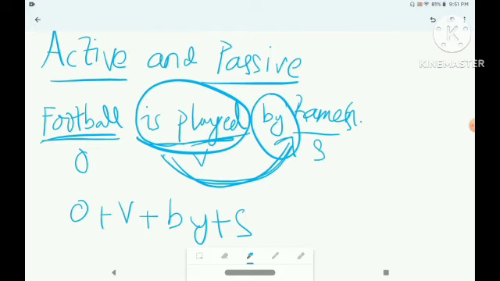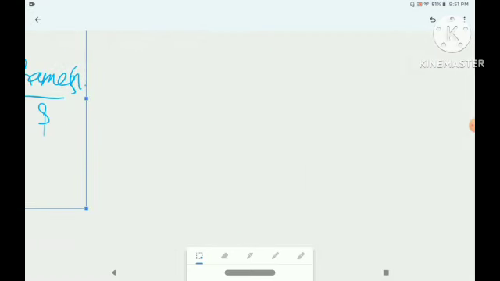Okay, so now we have learned this much. Now let us learn how we convert active and passive voice in case of tenses. Today we are not reading how we convert modal auxiliaries, but we will read about tenses.